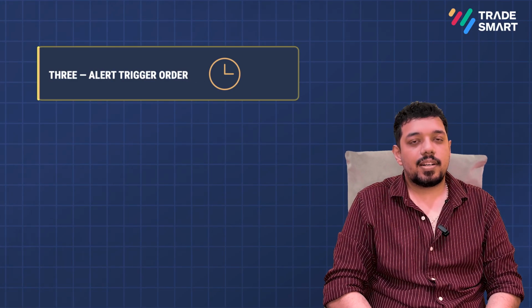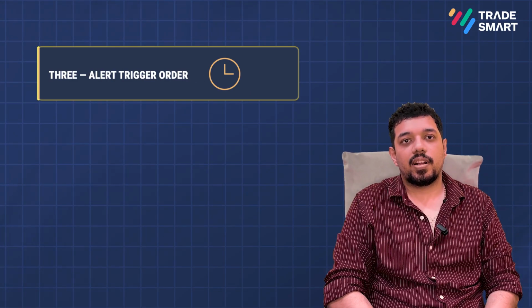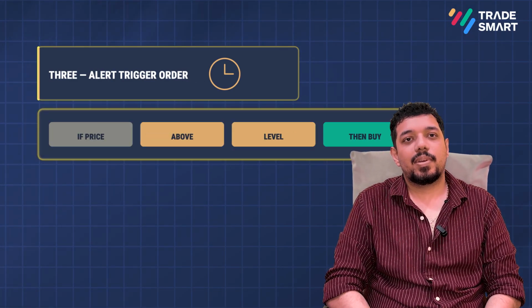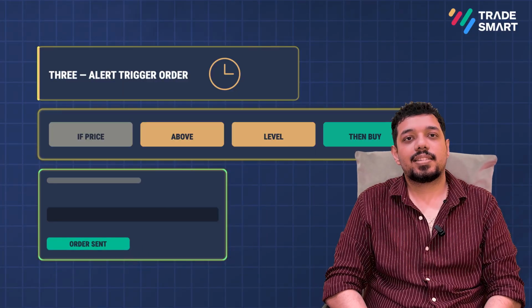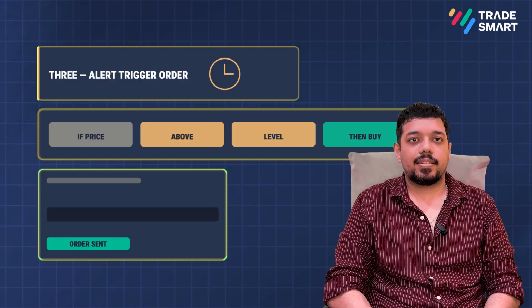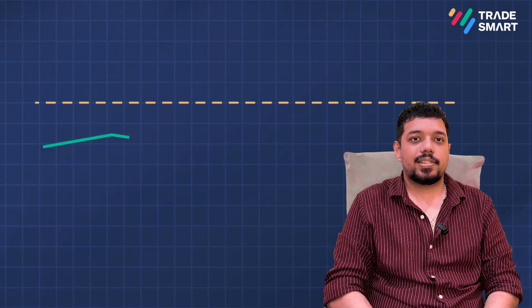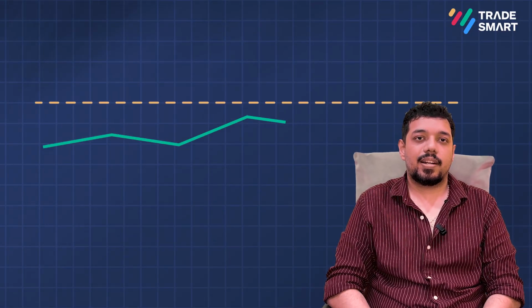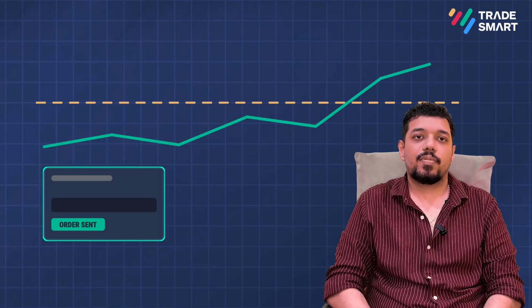So let's go to the third update. You've been watching a level for an hour. Step away for 5 minutes, and when you come back, you realize that the market has reached this level. Alert trigger order fixes that. You set a price condition, and when these conditions are met, the system will place the order for you.